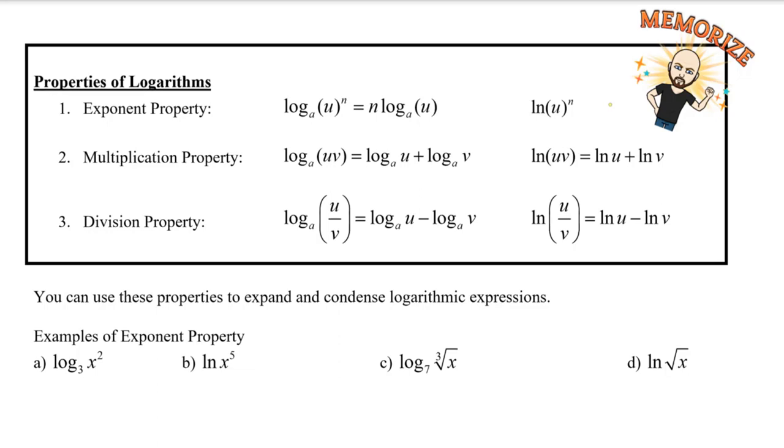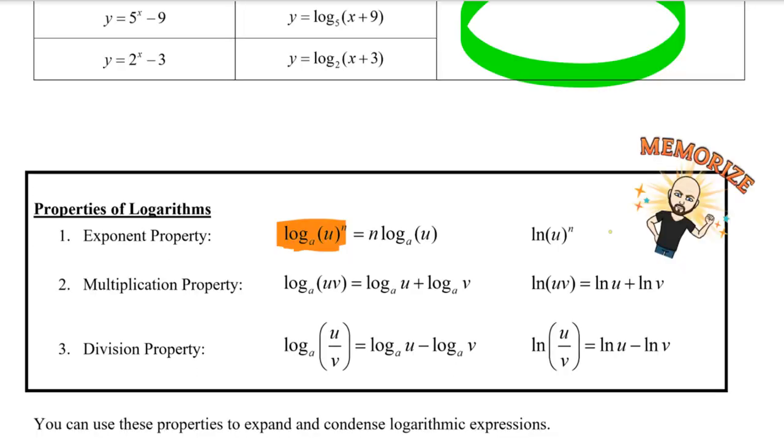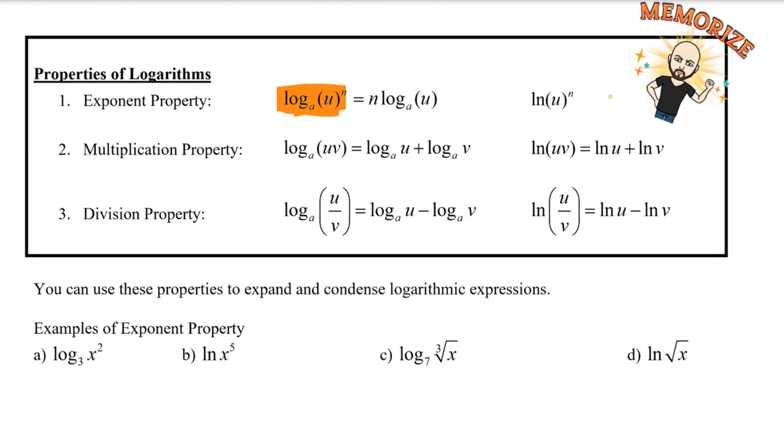Now there's 2 versions of each one of these. One is going to be using logs, and the other one is going to use natural logs. So if you see LN, those 2 letters together, that just means natural log. So with this, let's check out what's happening here.